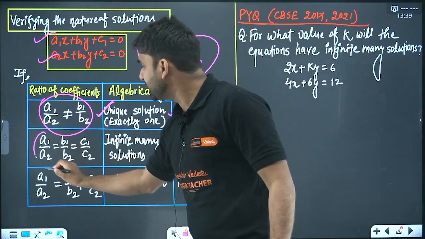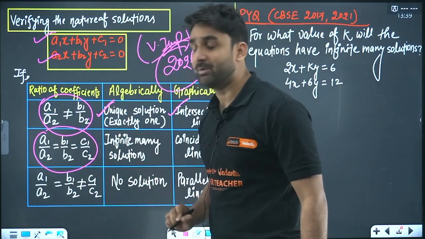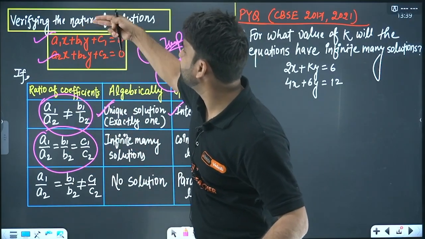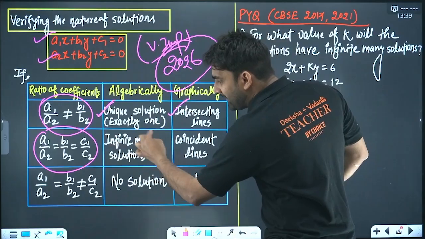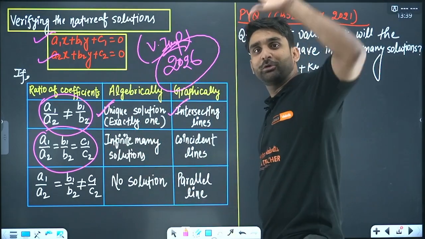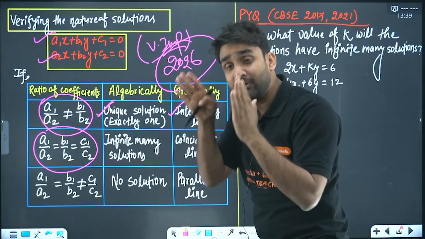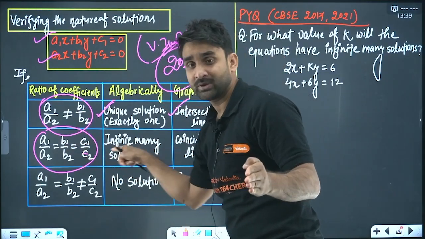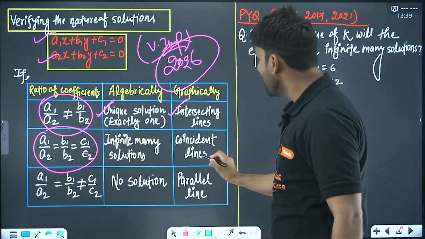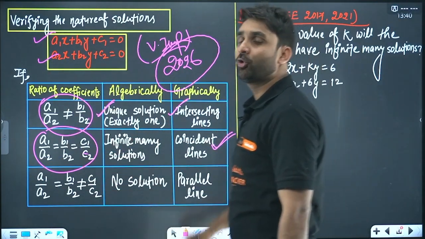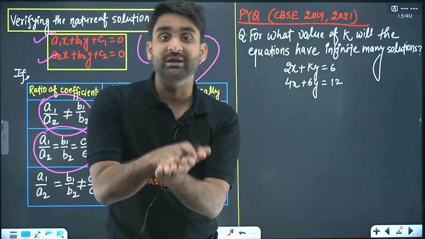Now if this condition comes up, a1 by a2 is equal to b1 by b2 is equal to c1 by c2, all three coefficient ratios are equal to each other. It implies that algebraically infinitely many solutions will be there. So many solutions will be there. Each and every point will be satisfying each other, right? And if you draw the graph of both the equations, what kind of graph will you get? Coincident lines, means overlapping. Both the straight lines will be overlapping each other, right?